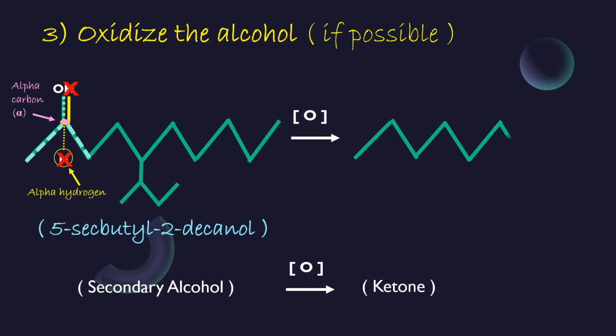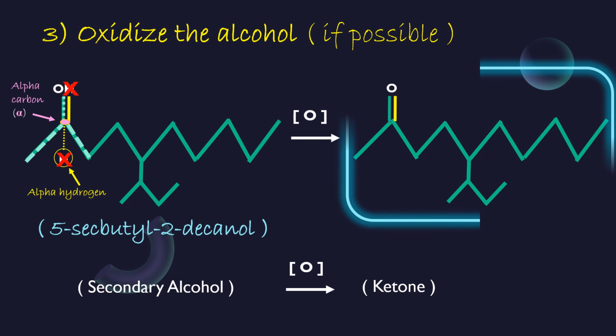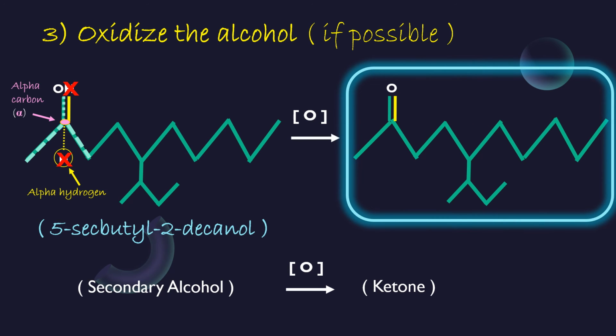The product is an identical copy of the alcohol with the addition of a double bond and the removal of the hydrogen in the alcohol group. Since all alpha hydrogens are used up in the reaction, the oxidation reaction is complete.